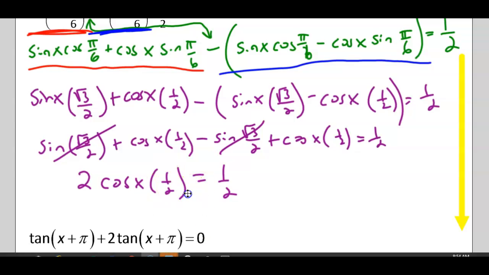So now we just solve. All right, how do we solve? Divide by 2 on both sides, right? Divide by 2 on both sides, cosine X equals 1/4. If I divide by 2, that, yes, if you keep change flip, that'd be 1/4. Or you just put the 2 down here, divide by 2.